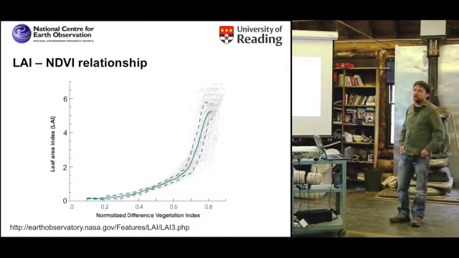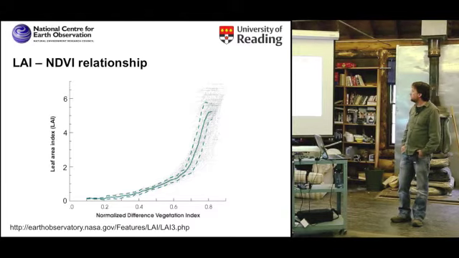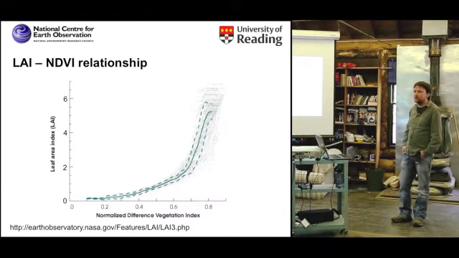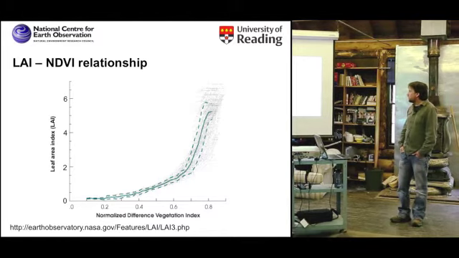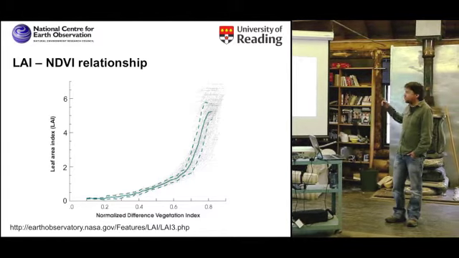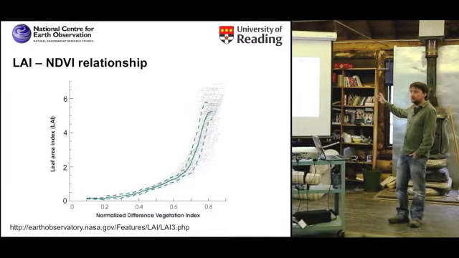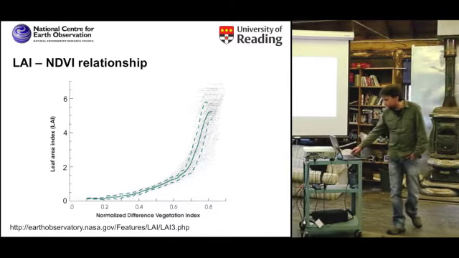EVI doesn't saturate quite as quickly, but some people really put a lot of emphasis on that, and I would be tempted. Well, it saturates. All the vegetation indices will saturate, some less quickly than others. But honestly, I wouldn't expect EVI to give you a much better relationship than that if you were to repeat the same analysis.